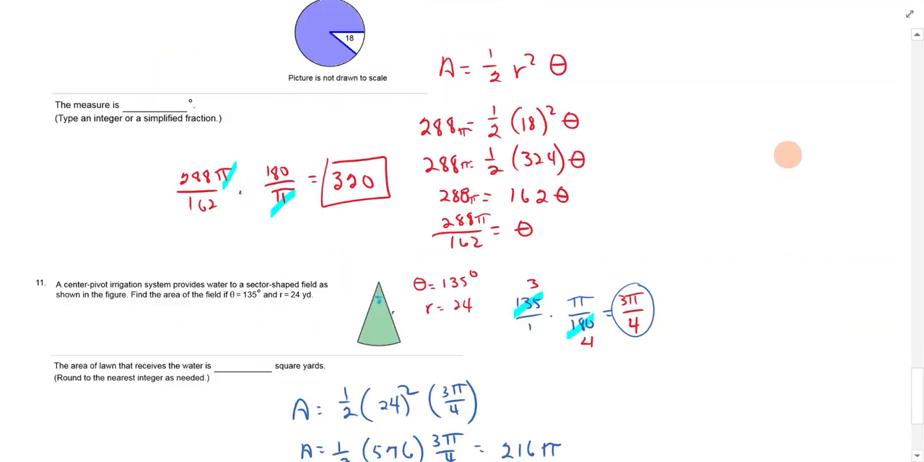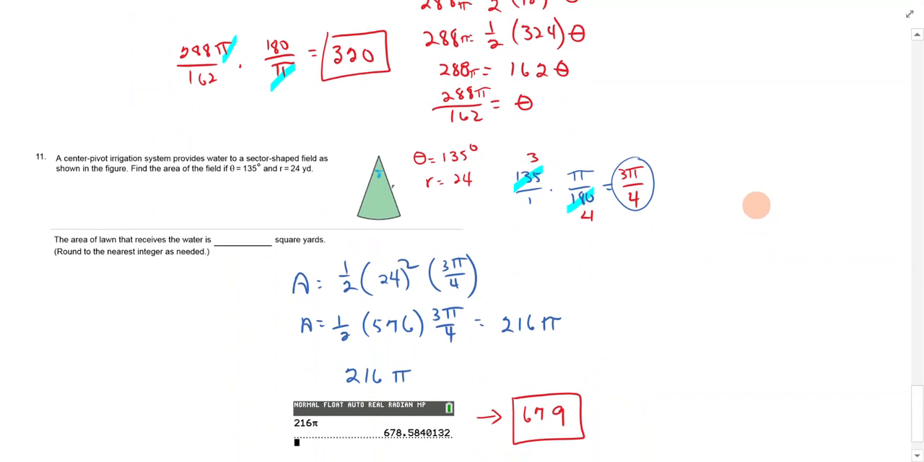All right, let's move down. A center pivot irrigation system provides water to a sector-shaped field as shown in the figure. Find the area of the field if theta is 135 and r is 24. All right, so 135 we need to change to radians. So times pi over 180. 45 goes into both of those, so 3 over 4 is the reduced part. So we got 3 pi over 4 for theta.